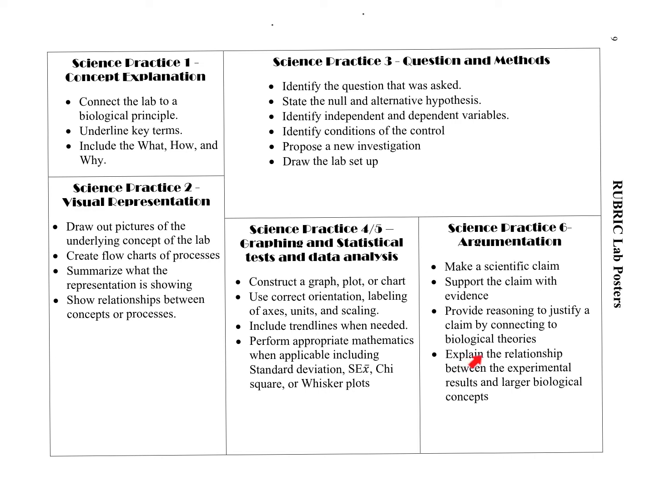And then the last bit is going to be explain the relationship between the experimental results and a larger biological concept. So again, this experiment that you are doing, this claim and evidence part is just from the lab itself. Nothing to do with biology at this point. It's just the evidence. These two right here is where you connect it to a topic we have learned in biology.